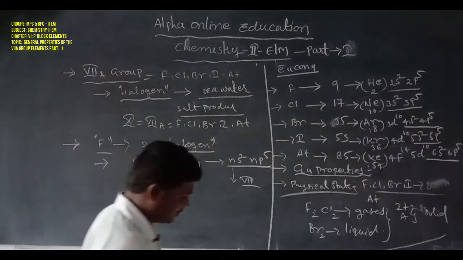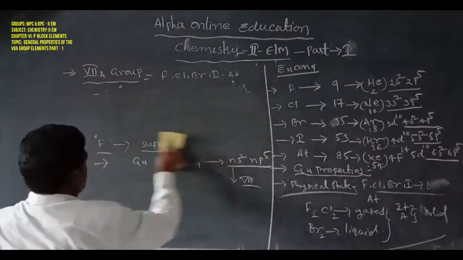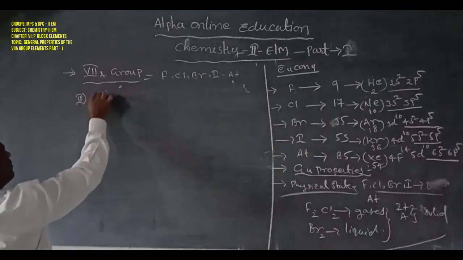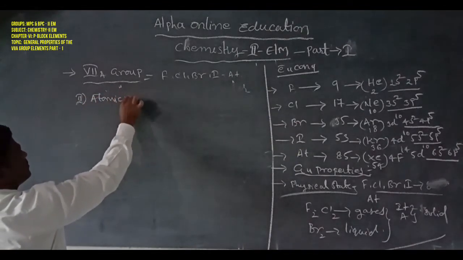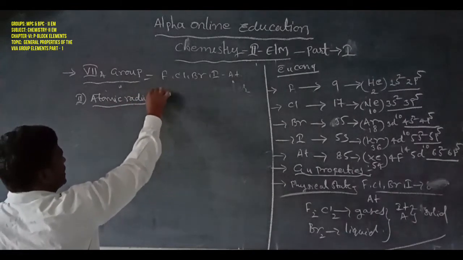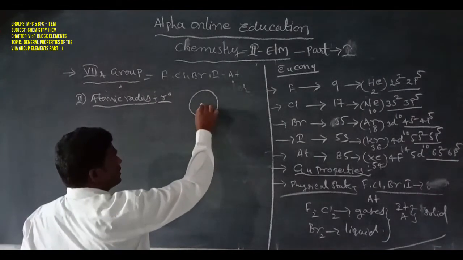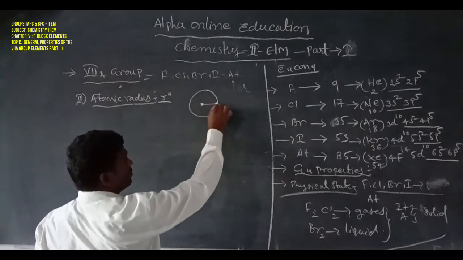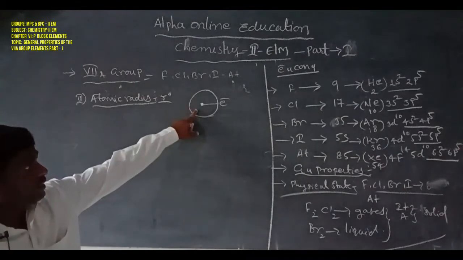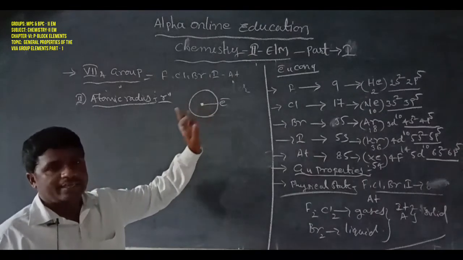Next, another one: atomic radius. The second property is the atomic radius. Atomic radius is indicated by r. The distance between the center of the nucleus and the outermost electron of an atom is called the atomic radius.